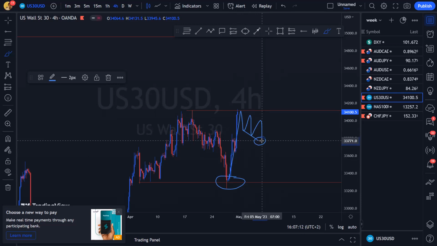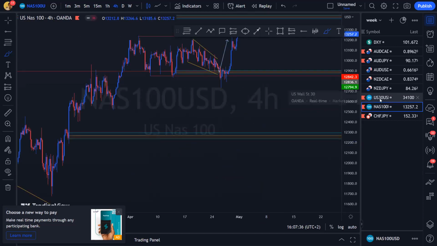So US30, what I want to say is I am prepared to take trades in both directions. I am still primarily trying to sell US30. My eyes are still trying to sell US30, but I will allow myself to buy US30 if it does give me continuation to the upside. There's no reason why not. Let's go on to some NASDAQ.